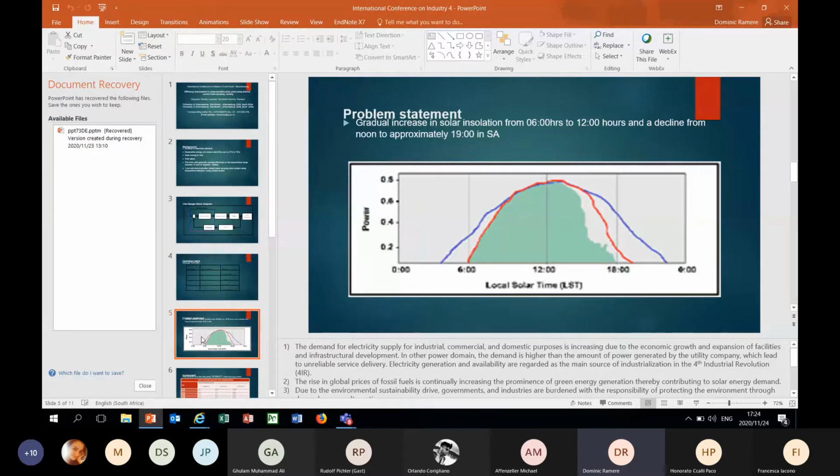This shows the problem that we have identified with the energy generation by the solar panel from 6 o'clock in the morning up until 12 o'clock. Before the sun gets hot, it generates good electricity. But when the sun starts getting hotter, there is a challenge with energy generation.